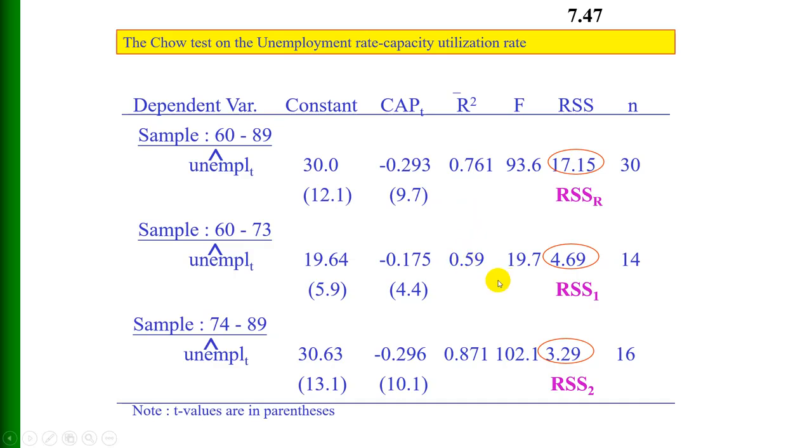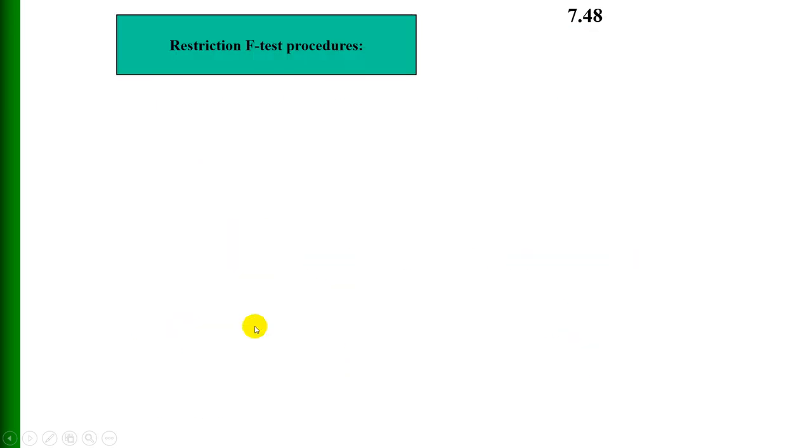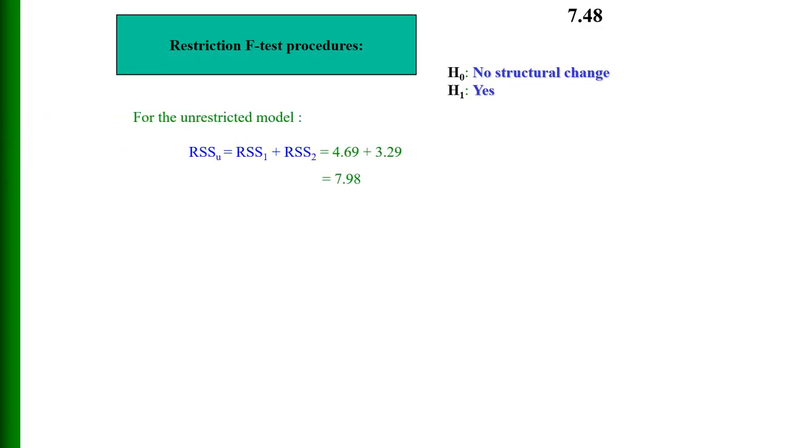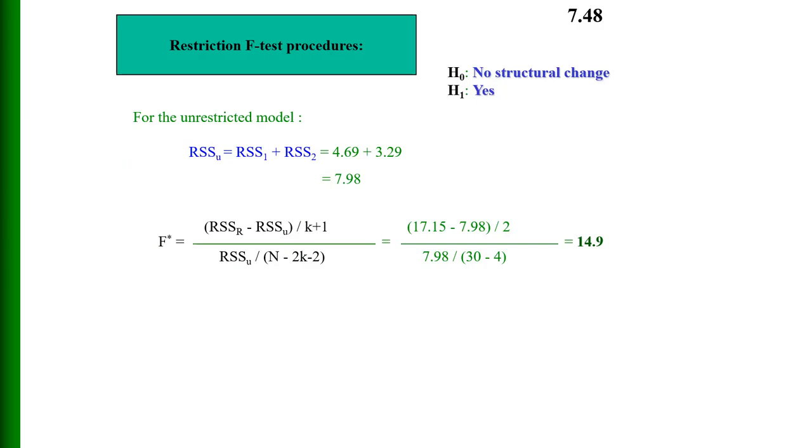Then this is RSS1, this is RSS2. So this is for the entire period, this is for the period 60 to 73, and this is for the period 74 and above. So we can use this test. H0 is no structural change, H1 is there is structural change. For the unrestricted model, the residual sum of square is equal to the residual sum of square of period 1 plus RSS2, so it is equal to 7.98, and the F test value is equal to 14.9.